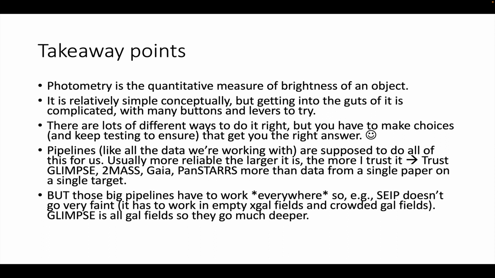However, the flip side is that those big, all-sky pipelines have to work everywhere. So SEIP, for example, does not go to very faint targets because the SEIP was trying to make their pipelines work both in the relatively empty, sparsely populated extragalactic fields, but also in the very, very bright background, crowded galactic fields. So they had to make some trade-off choices. That trade-off results in the SEIP catalogs not going very faint. GLIMPSE, however, is all galactic plane fields, and so they were able to tune their pipelines to deal with complicated backgrounds and crowded sources. So they can go much, much deeper. They reach much fainter sources. That's why you can rely on GLIMPSE to go fainter than SEIP with the same data, because GLIMPSE is tuned to deal with galactic fields.